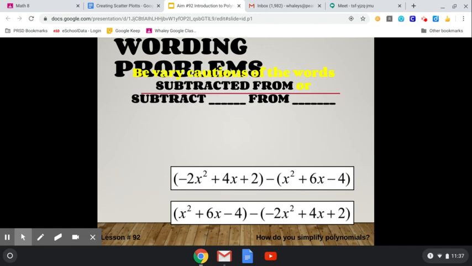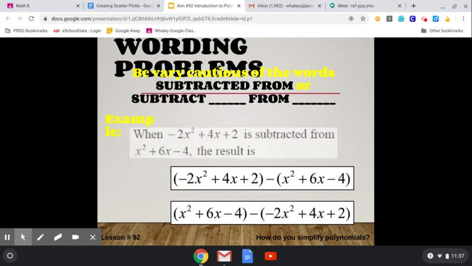Okay, I want you to take a look at this. And I don't know if you can read that because I didn't realize the format was going to do this. It says, be very cautious of the word subtract from or subtract blank from blank. All right, take a look at this problem here. When negative 2x squared plus 4x plus 2 is subtracted from x squared plus 6x minus 4, the result is, now which one of those do you think is the way to express that? Because here's what we do know. We know that in subtraction, the order matters.